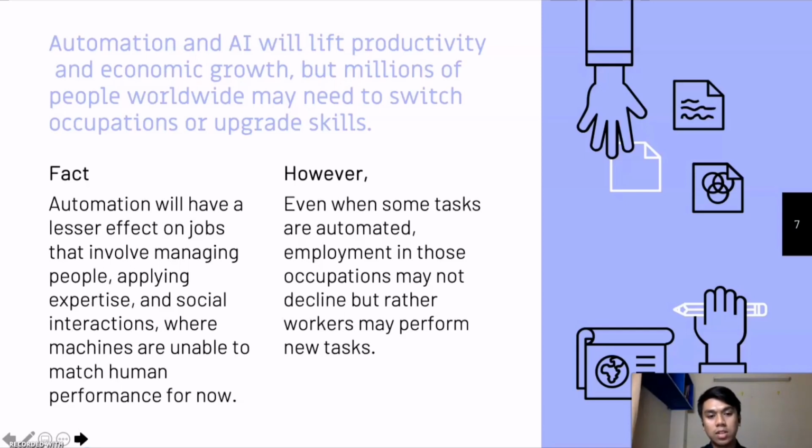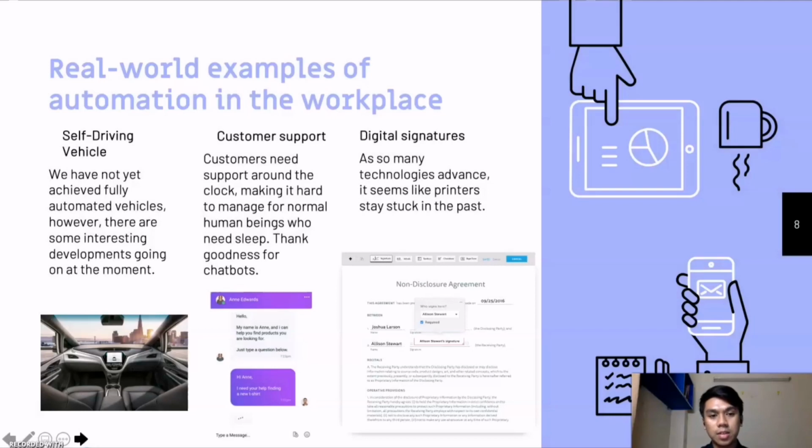However, even when some tasks are automated, employment in those occupations may not decline, but rather workers may perform new tasks. These are examples of real-world automation in the workplace. First, we have self-driving vehicles, which are not available in Malaysia yet, and then customer support to answer customer inquiries, and then digital signatures.